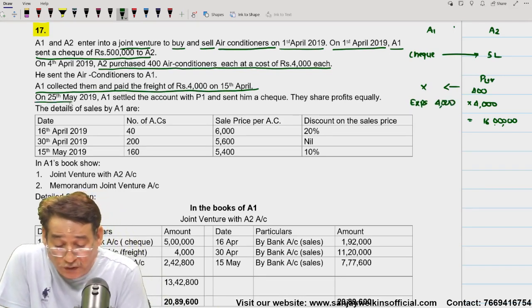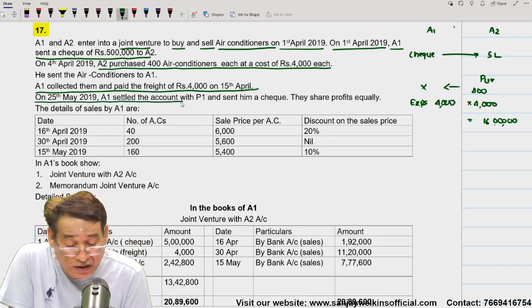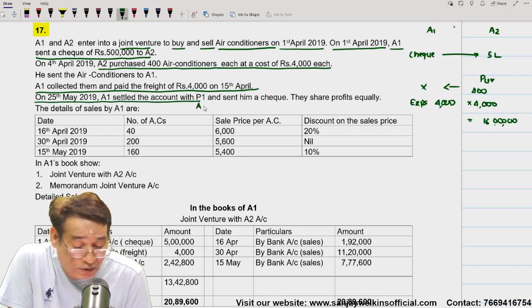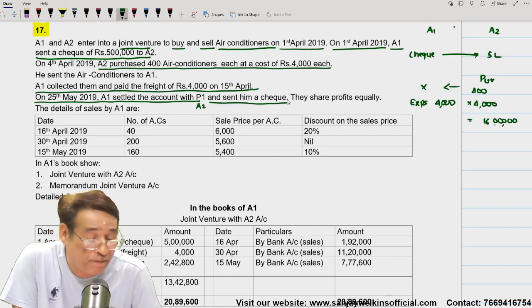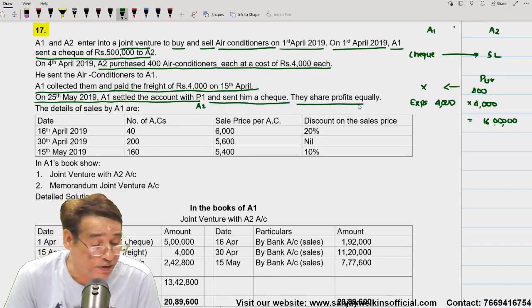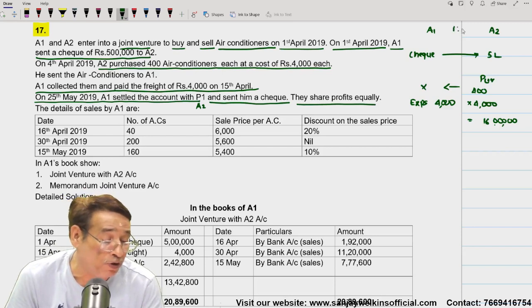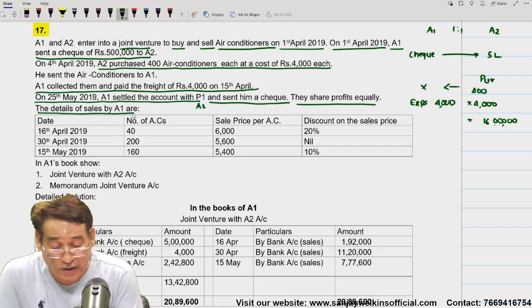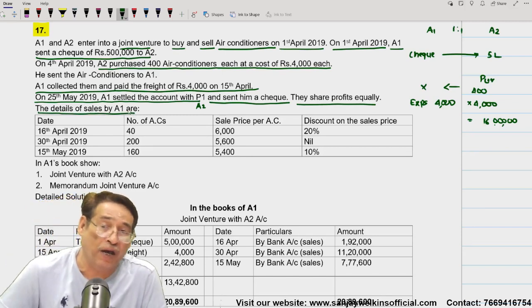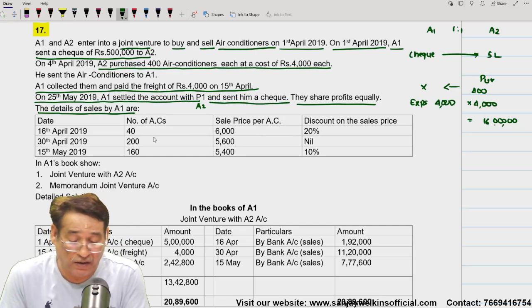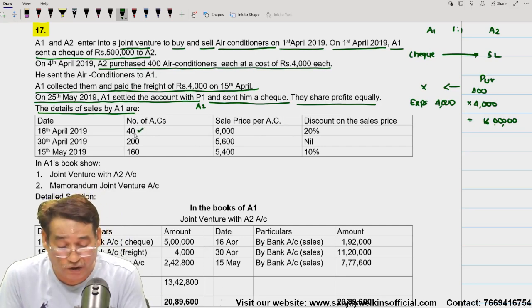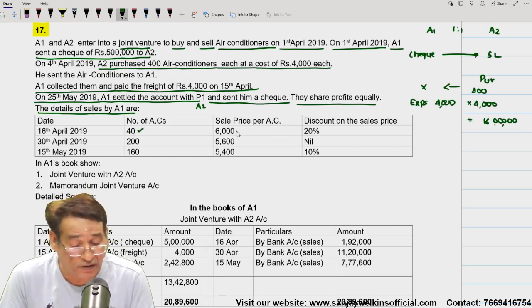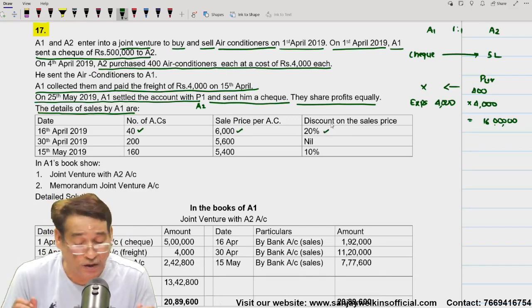On 25th of May 2019, A1 settled the account with A2, and sent him a check. Correct? And they shared profits and losses equally. Profit sharing ratio is 1:1. And now it is given that details of sales made by A1 are as follows. So A1 has done the sales in this manner. He sold 40 air conditioners at the rate of 6,000 and discount on sale price is 20%.